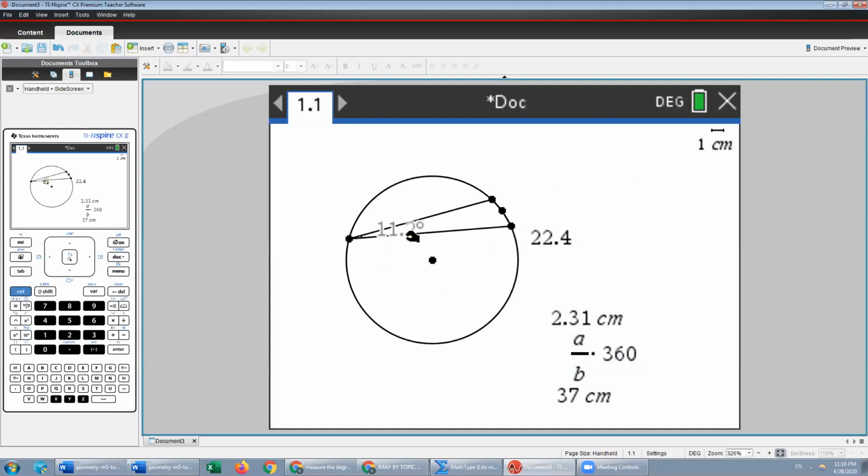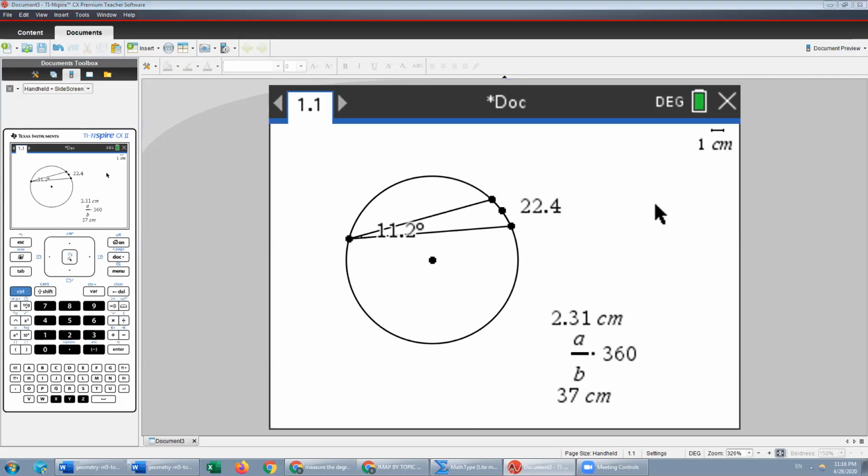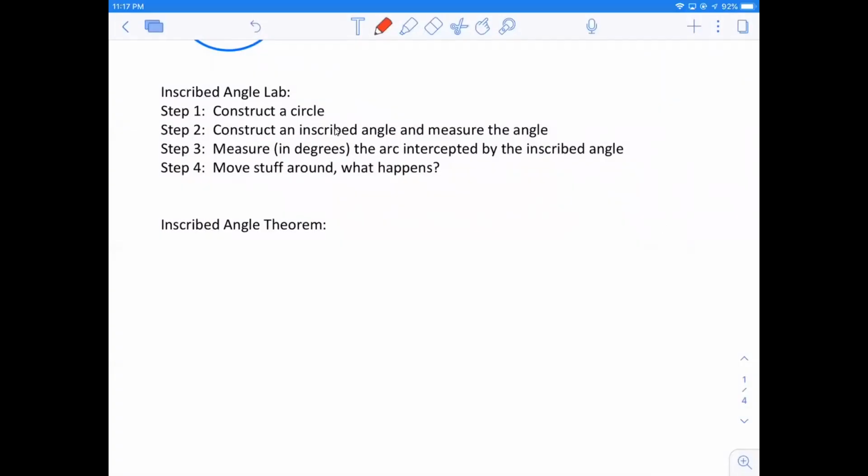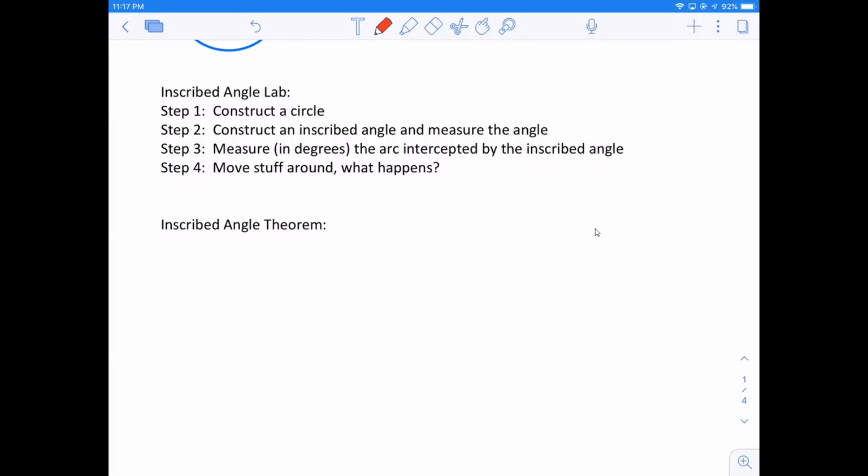So again, inscribed angle, 11.2. The subtended or intercepted arc is twice the measure, or the inscribed angle is half the measure of the intercepted arc. Very cool. And of course, as always, that was not a proof, however. So let's prove it. So let me get back to my iPad. Screen mirroring, zoom. All right. So let's first write down the inscribed angle theorem.